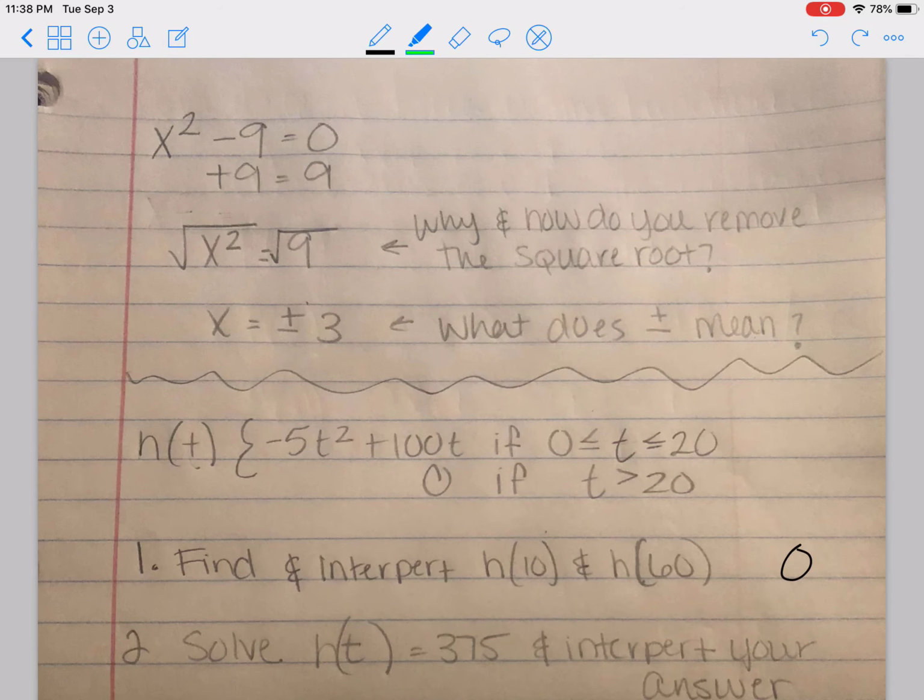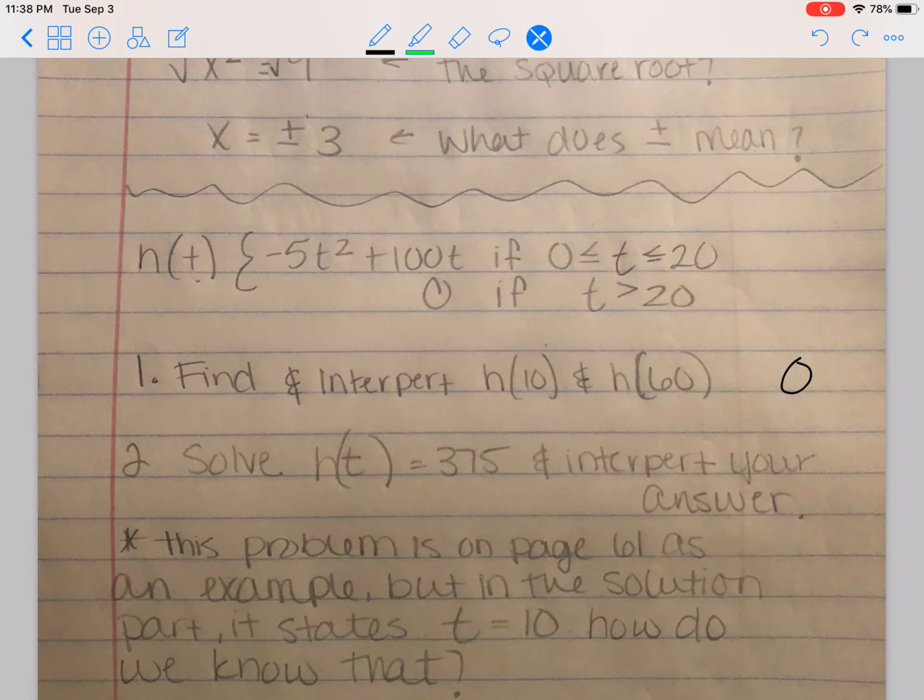Now in the next portion of your question, this was from the example in the book. This function h of t equals is actually a piecewise function. You have -5t squared plus 100t if t is between 0 and 20, inclusive. It could also be 0 if your t happened to be strictly greater than 20. So that's how you define this function.